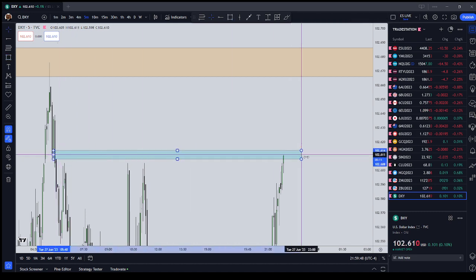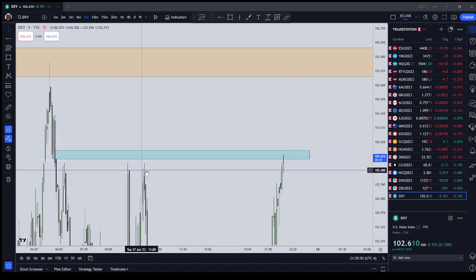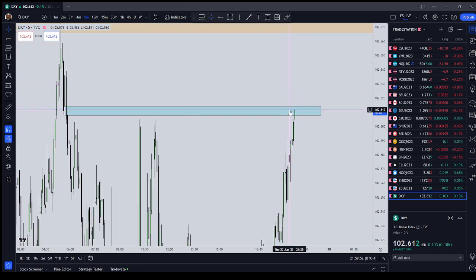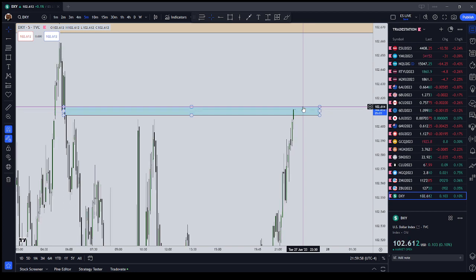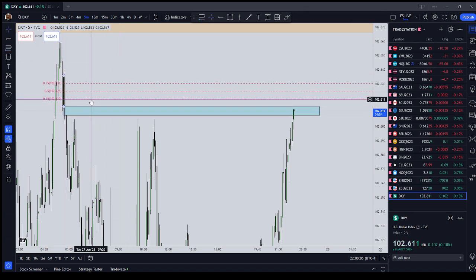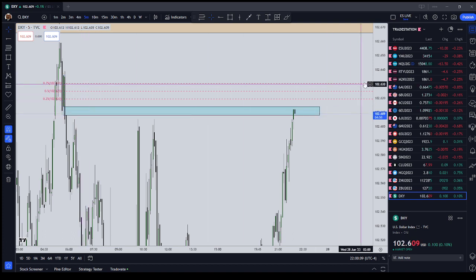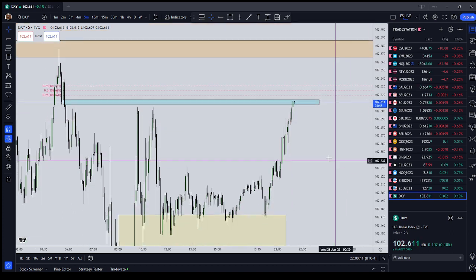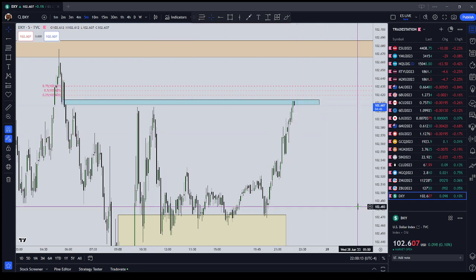Coming up to a little buy side inefficiency here, trading into a buy side liquidity pool. It should want to turn lower, find resistance anywhere from here up into 102.614. If we're looking even higher than that for a turn, 102.620 is the 25% of this order block. 102.625 would be a decent place for the dollar index to turn and head back lower.